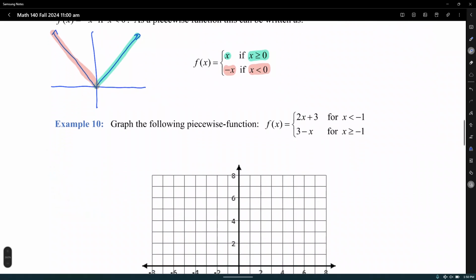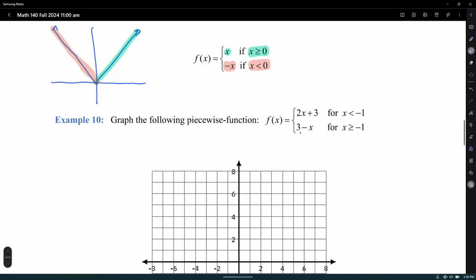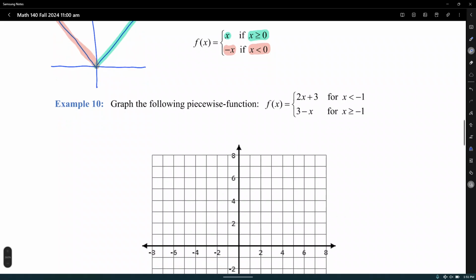Now, let's get into actually graphing piecewise functions. Well, so a piecewise function would look like f of x, curly braces, and two or more equations with corresponding conditions. So that means we will graph 2x plus 3 for x less than negative 1 and 3 minus x for x greater than or equal to negative 1. All right, so here is the thing. In this case, these are two linear functions of the form mx plus b. Yes, 3 minus x is one of those, but let's write it as negative x plus 3 to make it look of the form mx plus b.